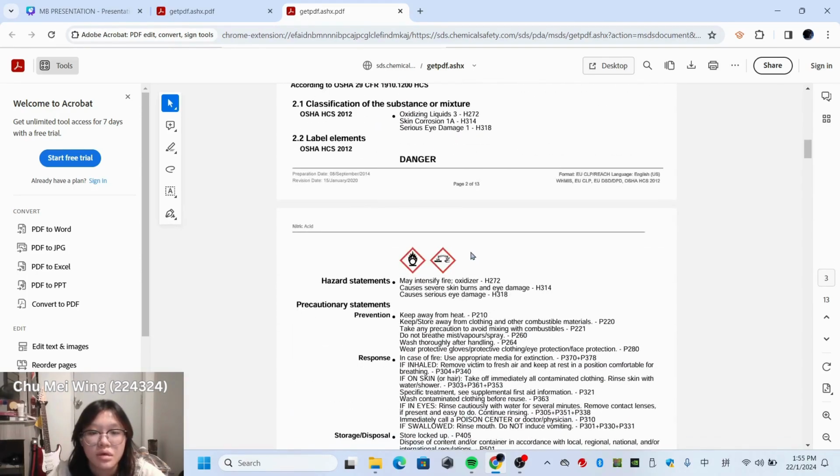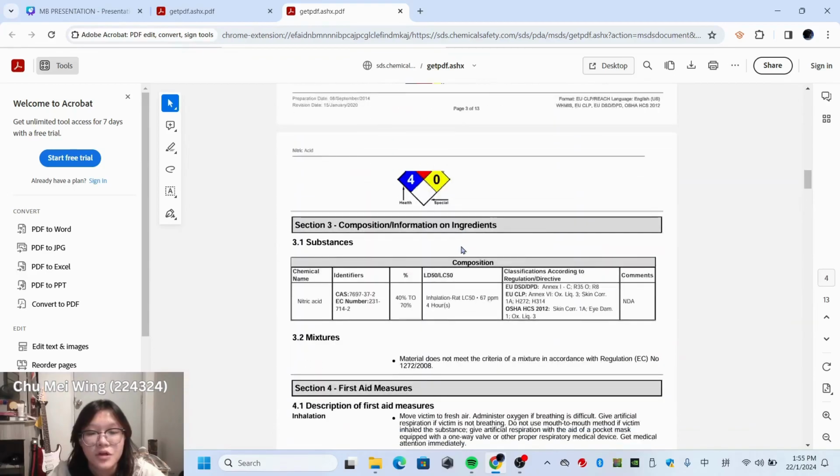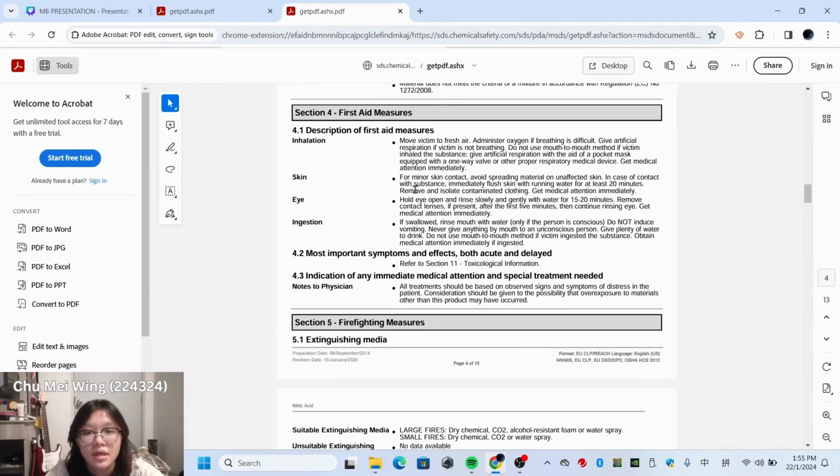So let's take a look at the first aid measures. For minor skin contact, avoid spreading material on unaffected skin. In case of contact with the substance, immediately flush skin with running water for at least 20 minutes.